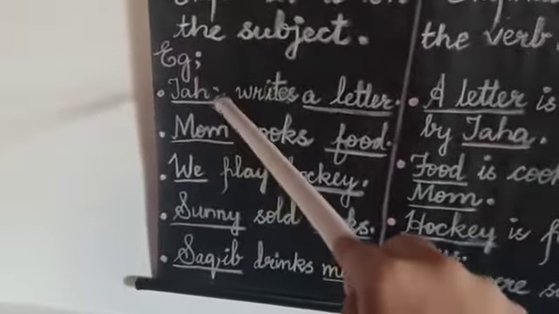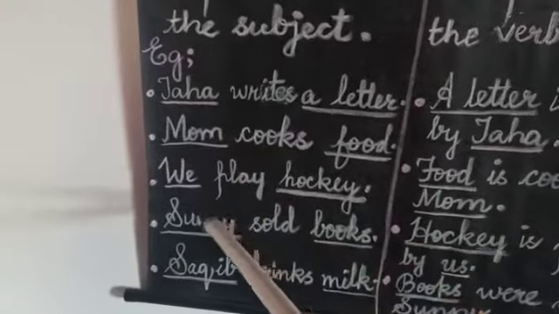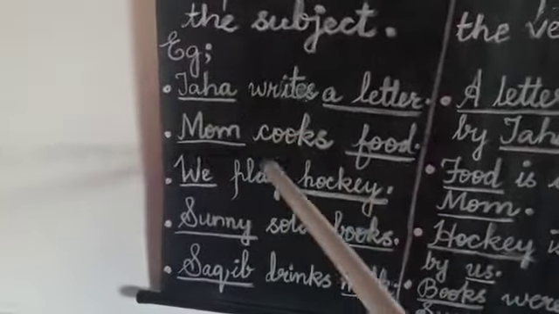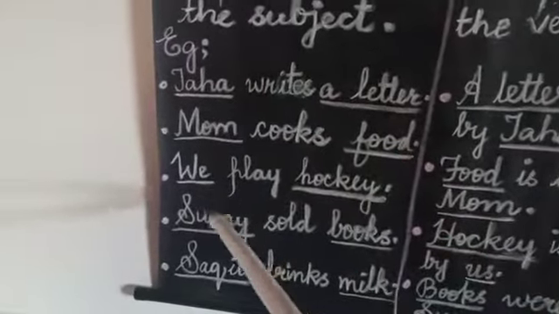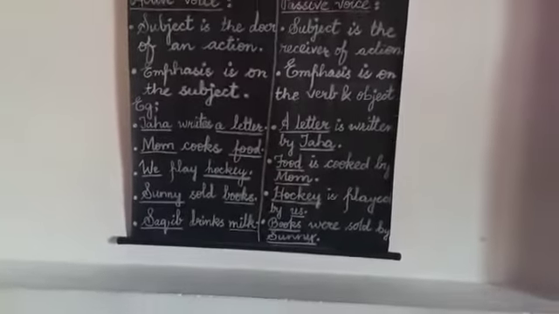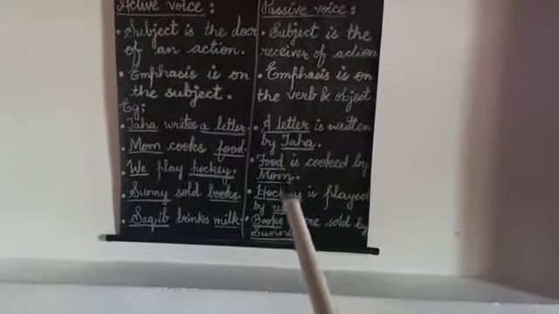Here you can see that Toha, mom, we, Sunny, they all are the doers of the actions. So here the subjects are the doers of the actions. So we can say that these sentences are in active voice. Hope my dear students, you have understood what is active voice and what is passive voice.